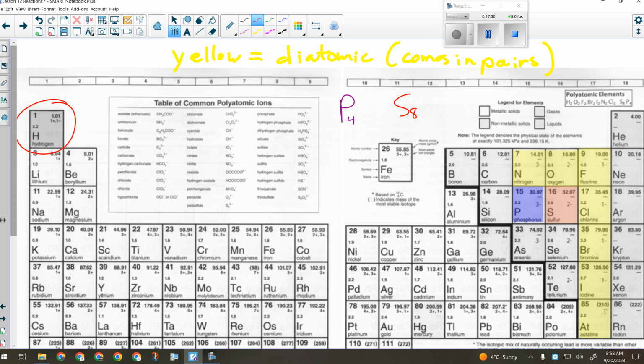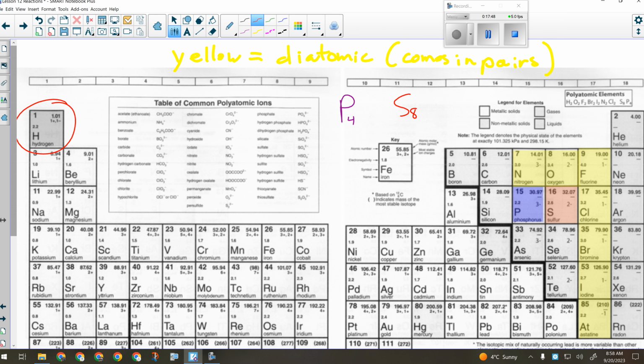Is this something we'd be able to write on our periodic table to take into it? I used to say yes, and then the chem teachers told me no. So I'm going to have to say no, because the chem teachers say that's something you should mark up.